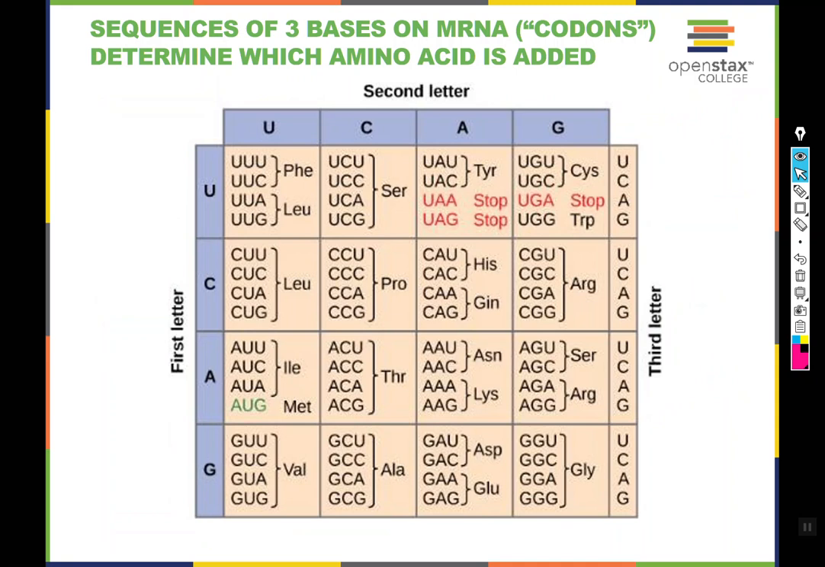Okay, so I accidentally revealed this earlier, but here it is. This is the mRNA codon chart. What it tells you is which sequences on the RNA code for which particular amino acids. So here's how you use this chart. You'll notice that the edges say first letter, second letter, and third letter.